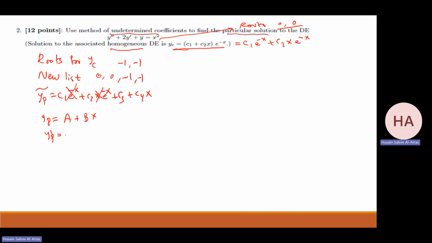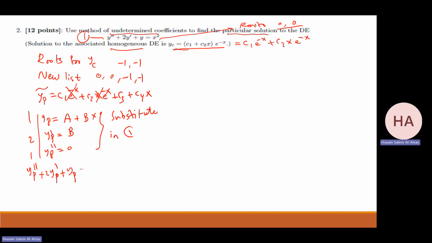I need YP prime, B, YP double prime, 0. I need 1, 2, 1. Substitute in 1. Okay, so what do I get? I get YP double prime plus 2YP prime plus YP. That will be what? 0 plus 2B plus A plus BX. That equals what? X squared. Is it?